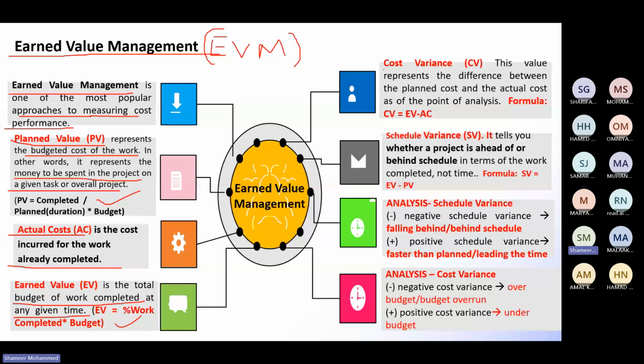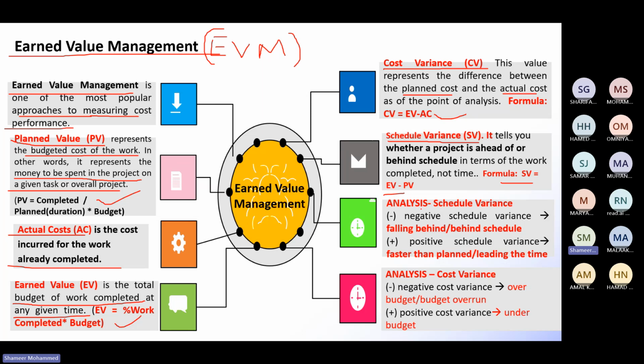This is called variance of the cost. Variance means difference. Difference between the planned cost and the actual cost. Right. So here you use this formula. Then this is about the cost variance. This is about schedule. Schedule yani the time difference. So it tells you whether the project is ahead of a schedule or behind the schedule. So use this formula.